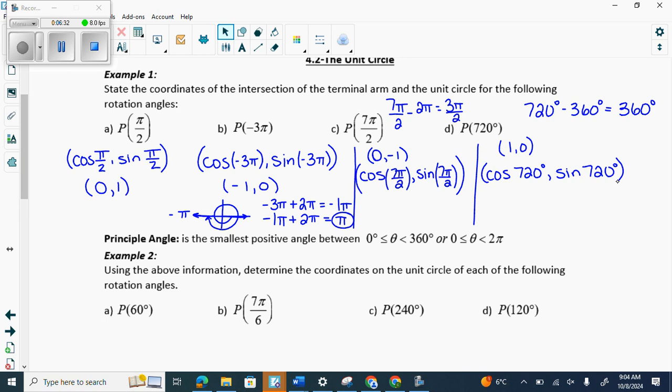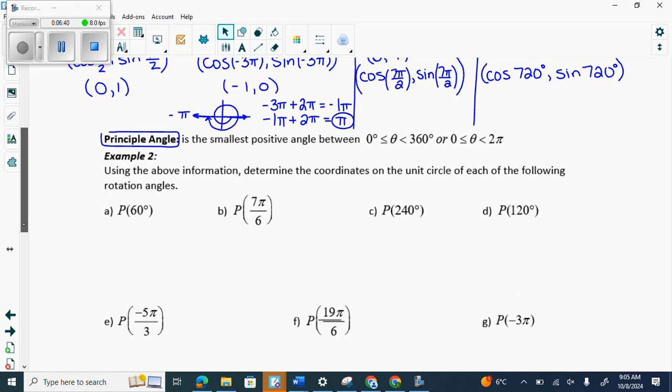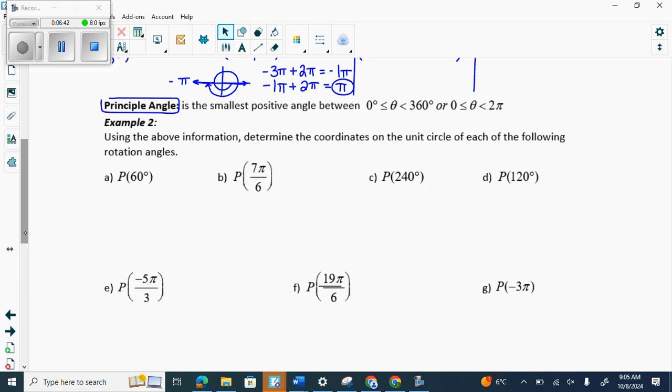And here it reminds us the principal angle is the smallest positive angle between 0 and 360 degrees, or 0 and 2 pi. Okay? The point at 60, what is it? That one's a nice one. It's right on your unit circle. What's the coordinate at 60? 1/2 and root 3 over 2.